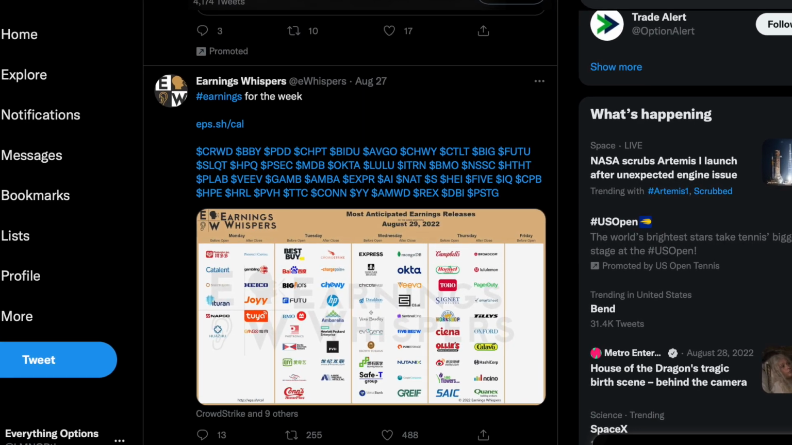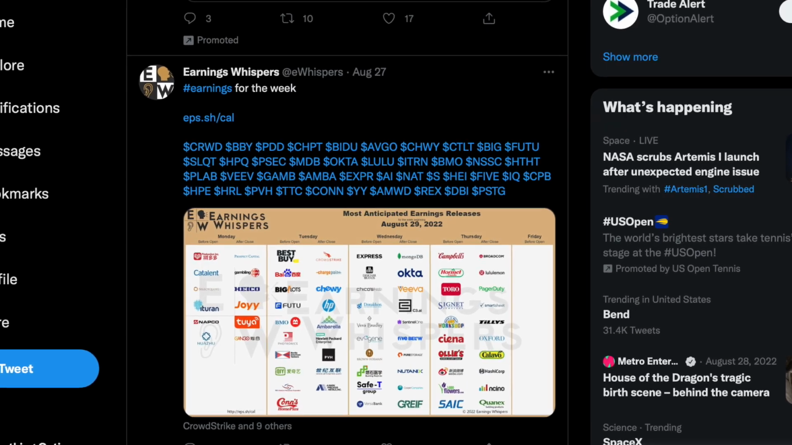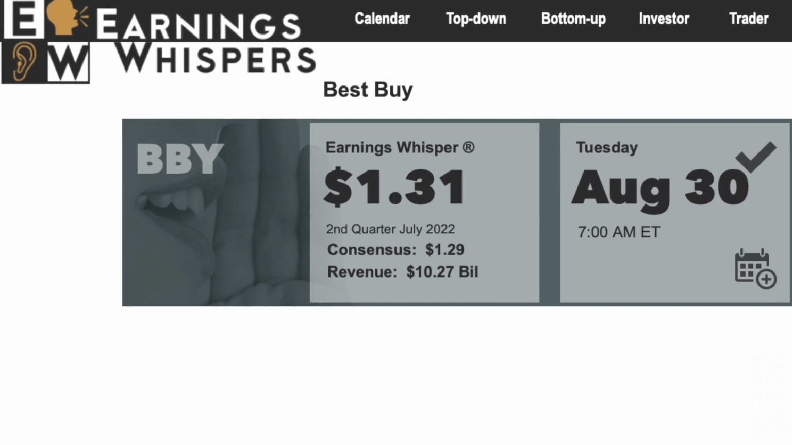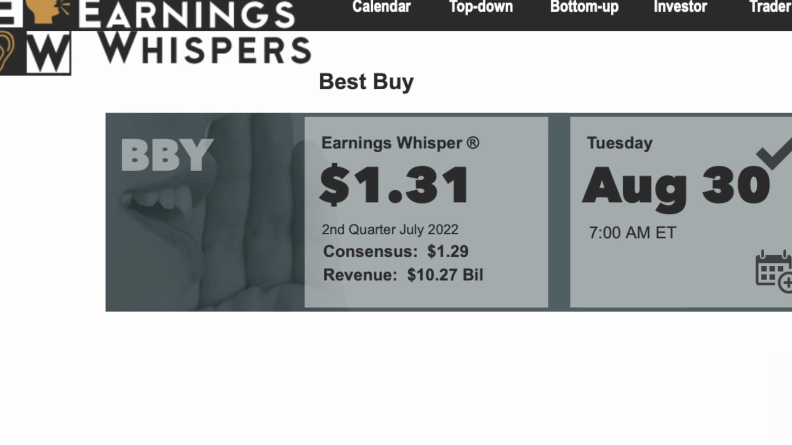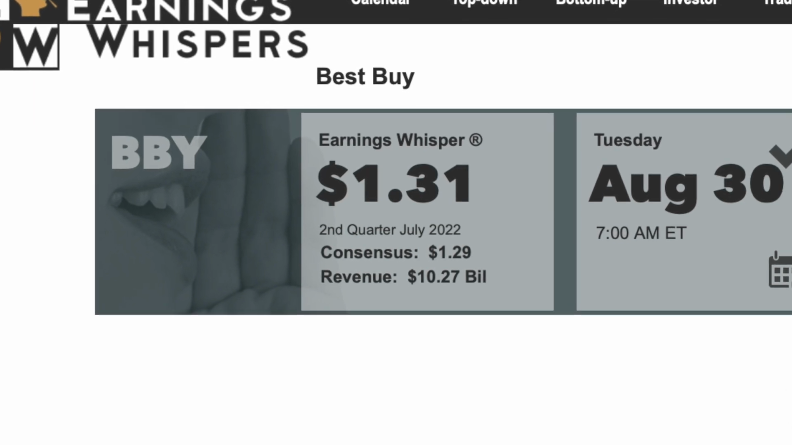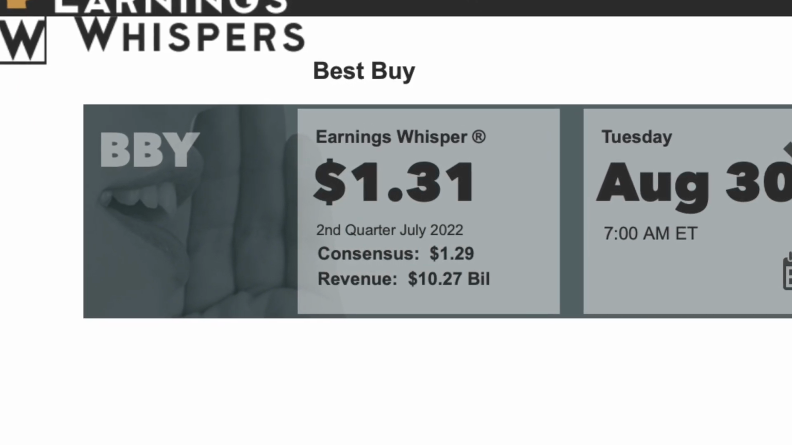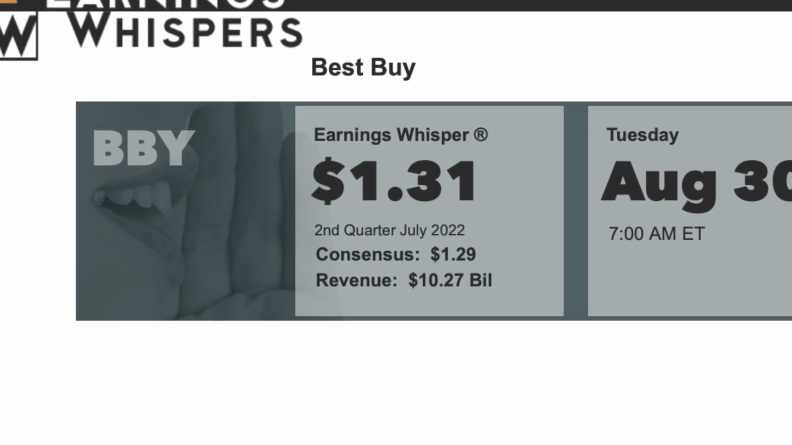So I use that to add stocks to my watch list, and then I go over to the Earnings Whisperer's website, and this will give me the earnings per share estimate from Earnings Whisperer themselves. It also gives me the Wall Street consensus earnings per share estimate, and it also gives me a consensus on the revenue estimate for the quarter.